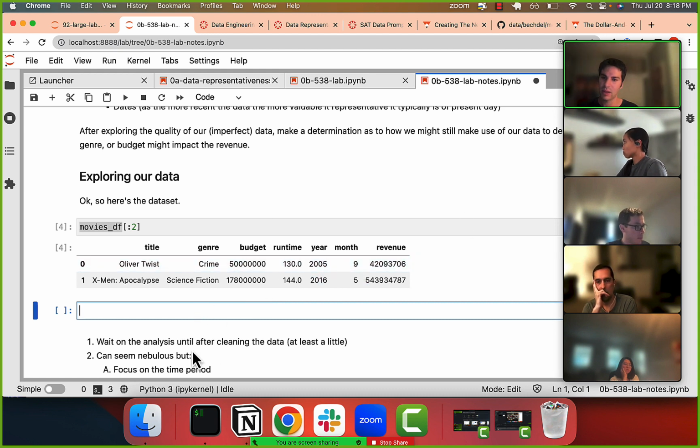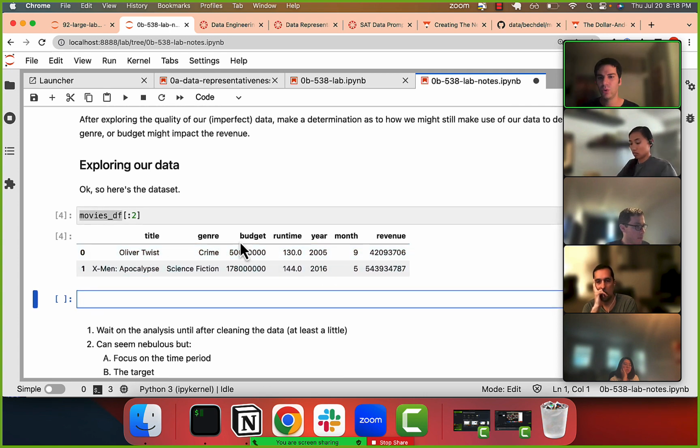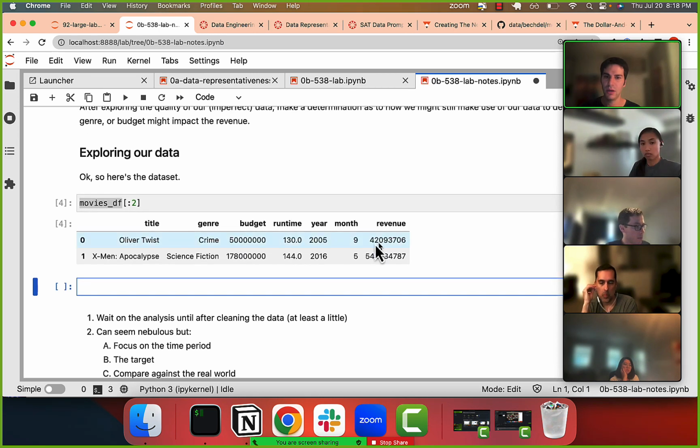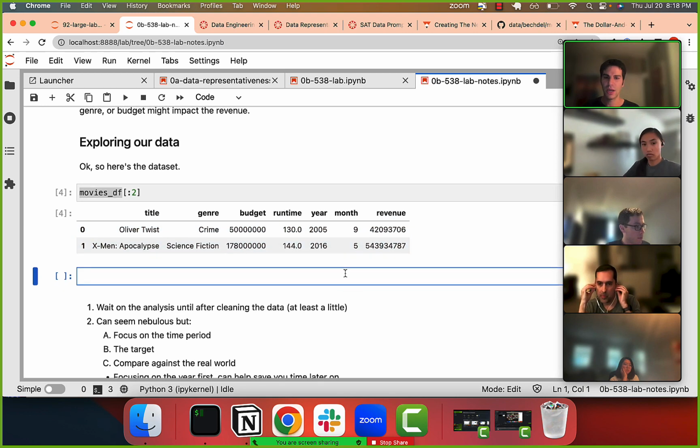So, in terms of checking the data, one, analysis is a different step than checking the quality of the data. Two, where would you start? Probably with the time period and then maybe the target. Either of them is fine. I'll start with the time period first, and then three.